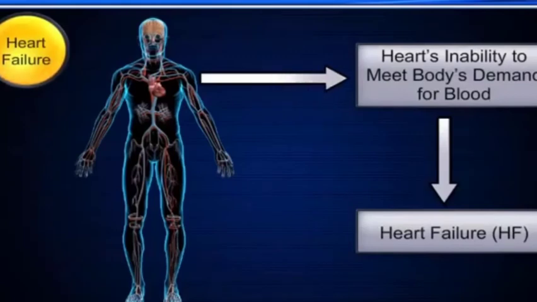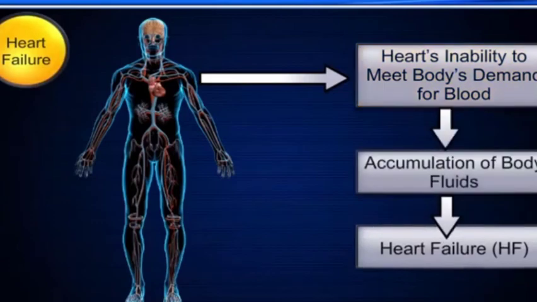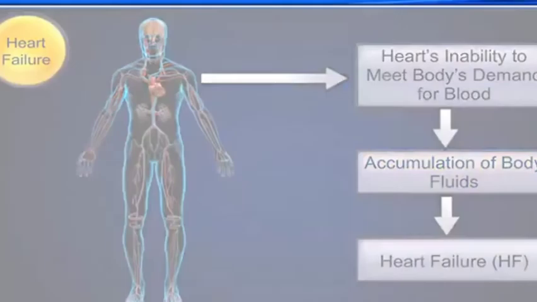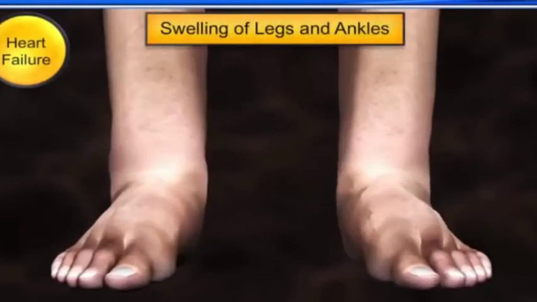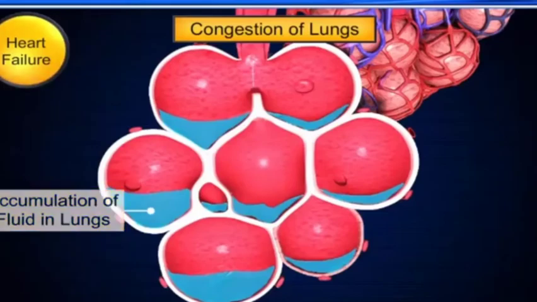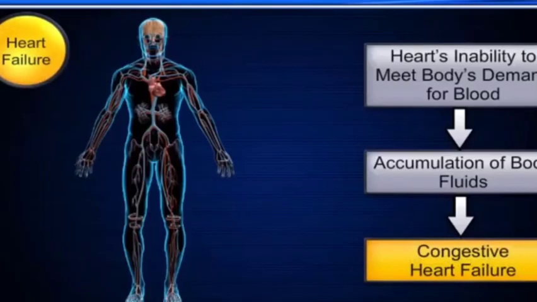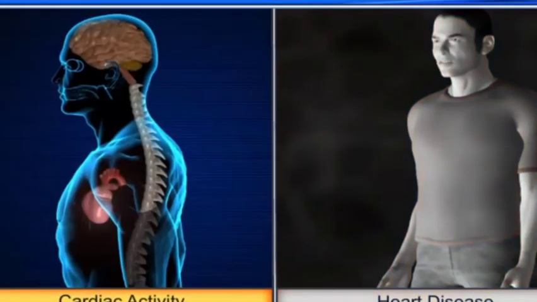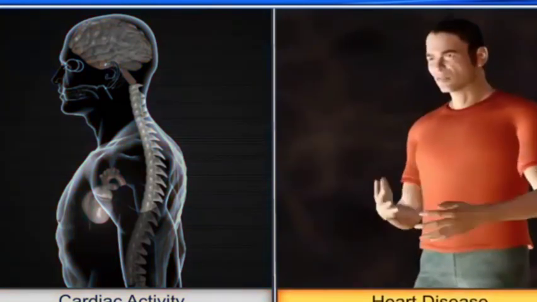In contrast to cardiac arrest, heart failure is the inability of heart to pump blood to meet the body's demand. It results in accumulation of body fluids resulting in swelling of legs and ankles and also congestion of lungs. Hence, it is called congestive heart failure. Hence, cardiac activity should be well regulated and any deviation may lead to heart diseases.